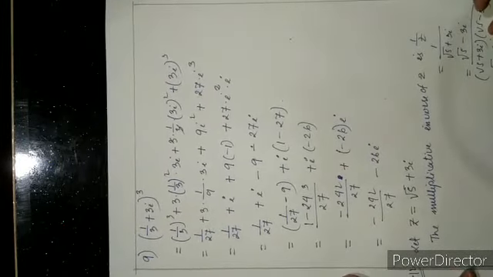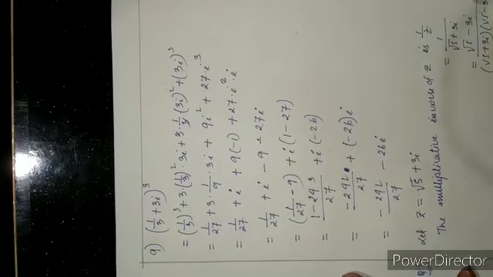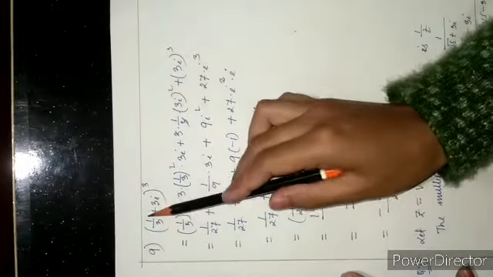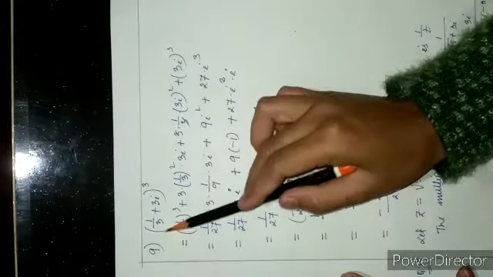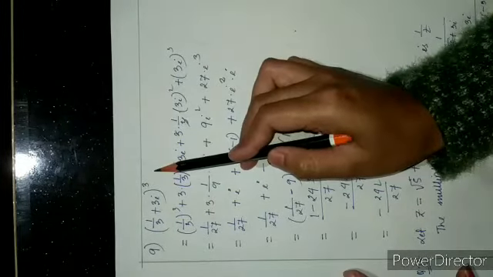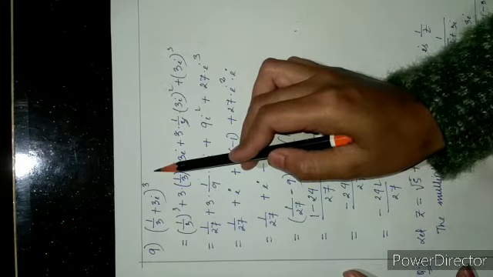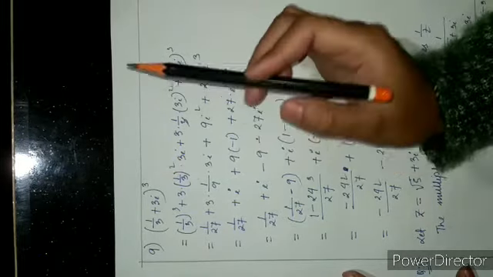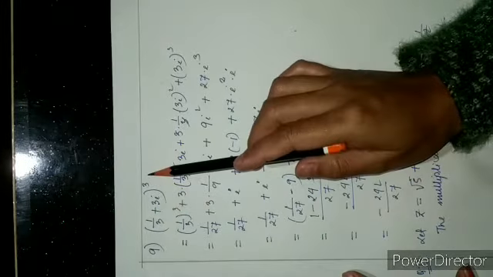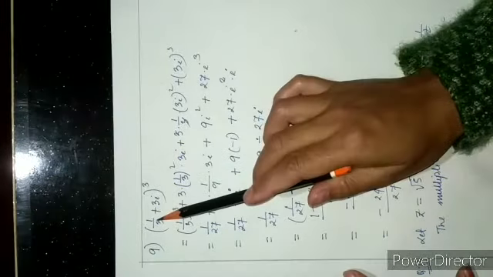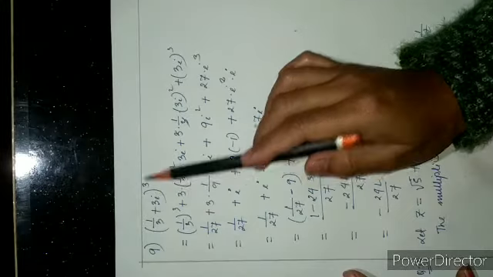Next question, question number 9. The given expression is 1 by 3 plus 3i whole to the power 3. We need to express it in the form a plus ib. Expand using the formula for a plus b whole cube, where a is 1 by 3 and b is 3i.